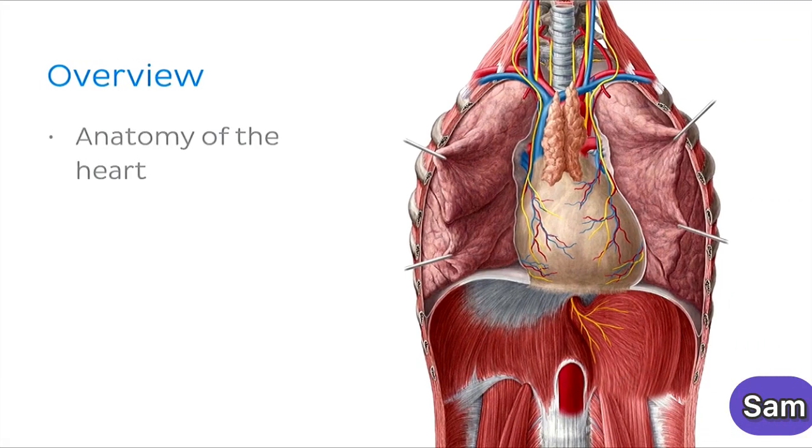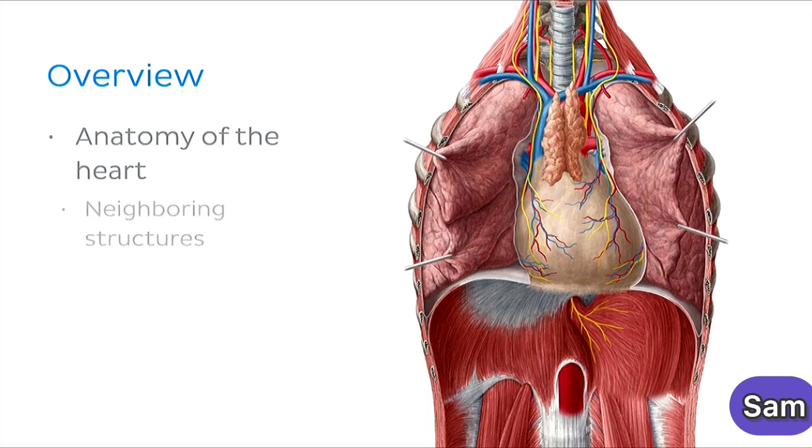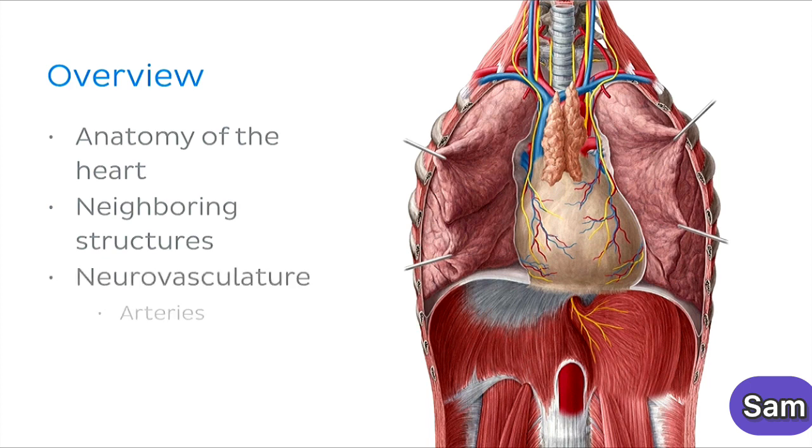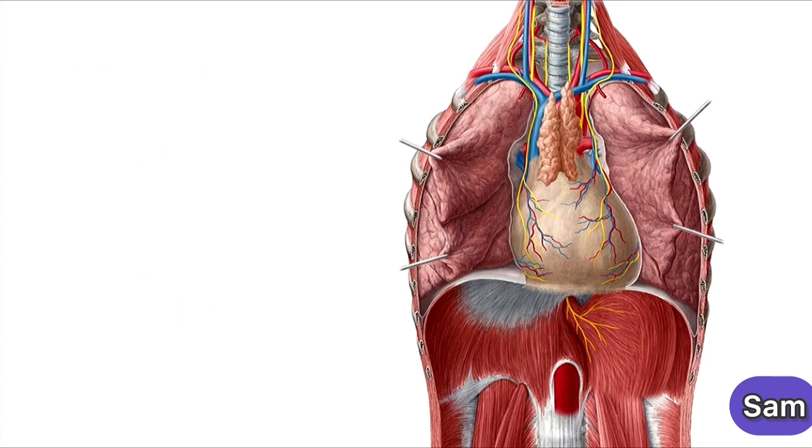So first, we'll go over the anatomy of the heart that can be seen in the normal anatomical position, and this will include looking at some of the heart's chambers, atrial appendages, and external features. Then we'll look at some important neighbouring structures, including different tissues and organs. Next, we'll look at important neurovasculature, including arteries, veins, and nerves. And we'll wrap things up by looking at a clinical scenario related to the heart in situ. But first, let's start by looking at the belle of this video's ball, the heart.